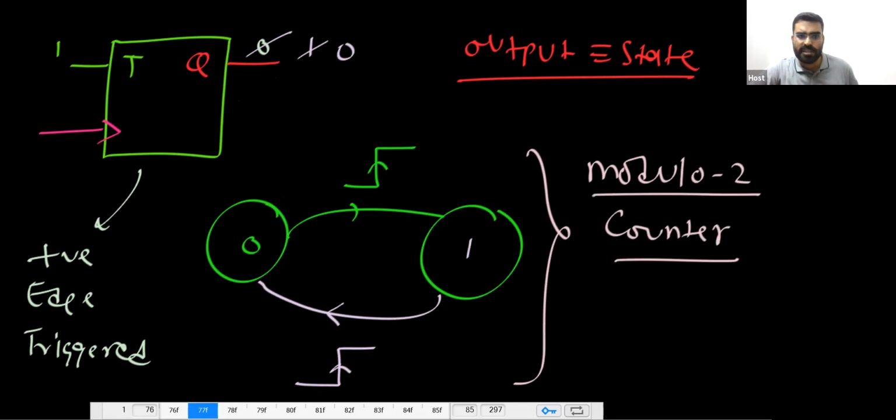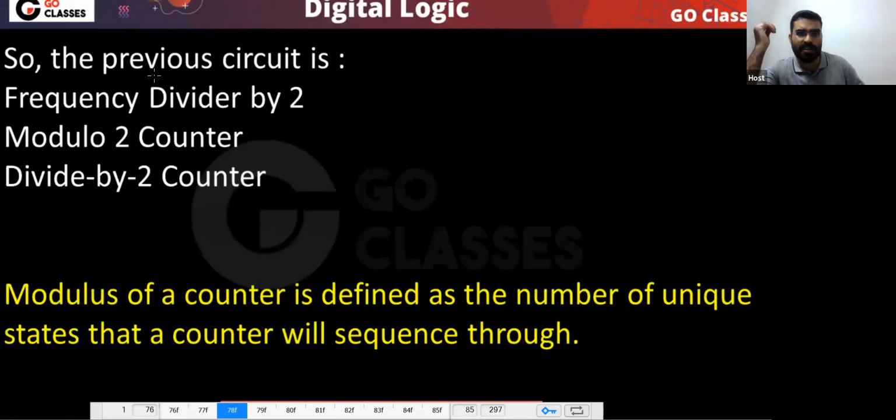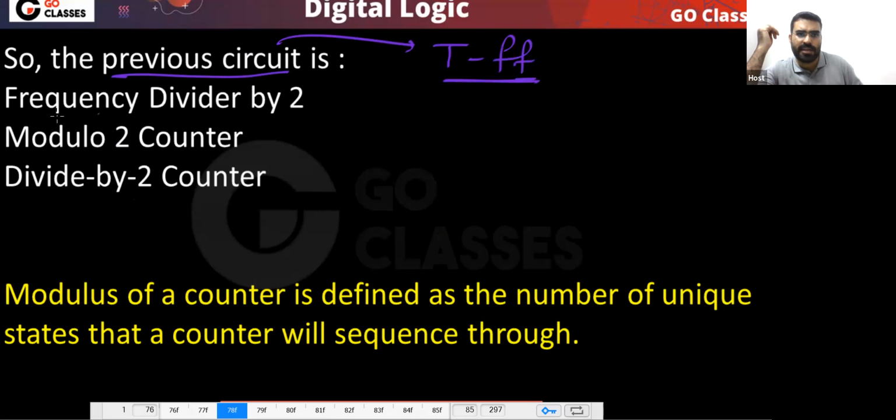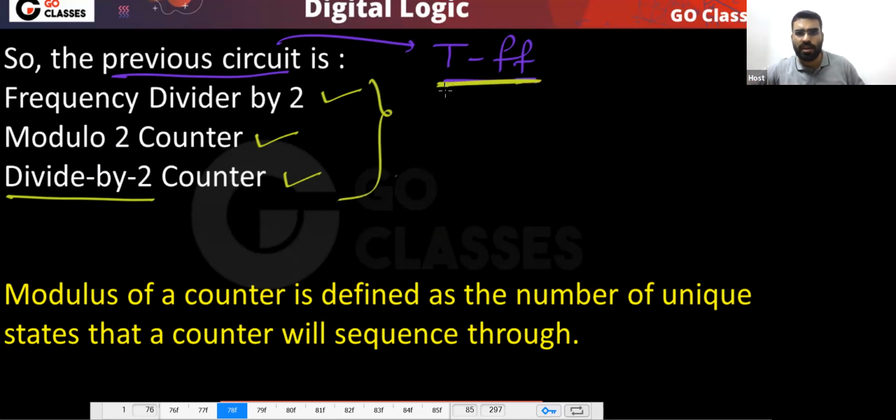So notice this circuit. The previous circuit that we have seen, which is a T flip flop, is a frequency divider by 2. That is a modulo 2 counter, and I can simply call it a divide by 2 counter. Yes or no? So you can use the T flip flop for these three features: as a frequency divider by 2, as a modulo 2 counter, and as a divide by 2 counter. Divide by 2 counter simply means frequency divider.